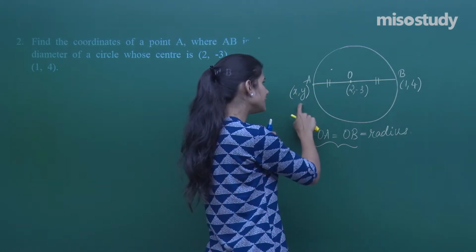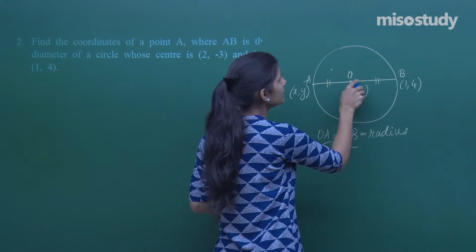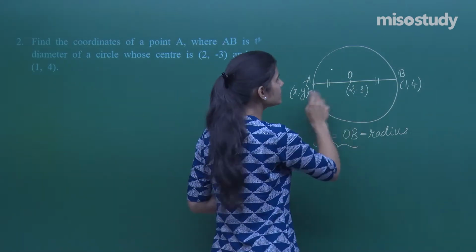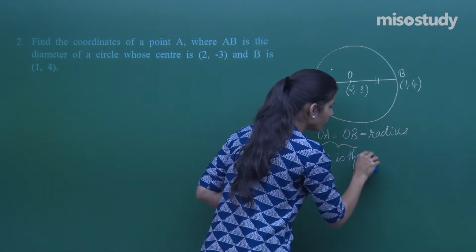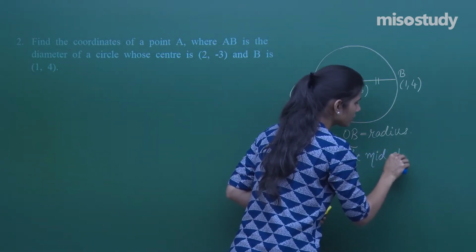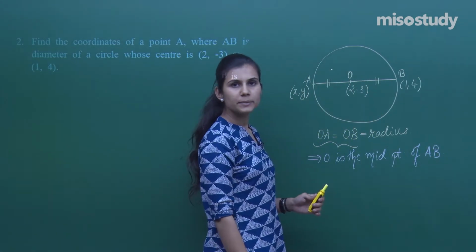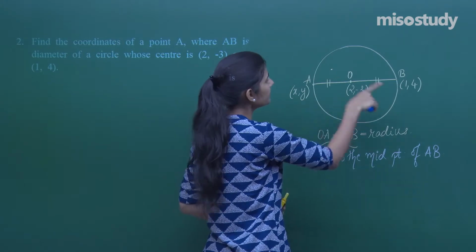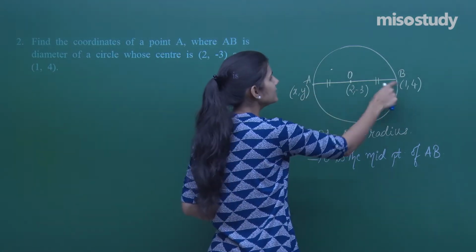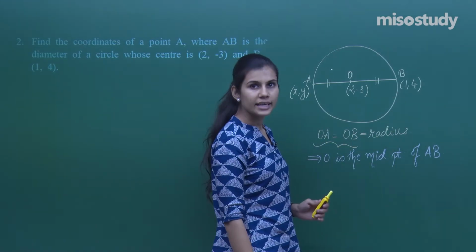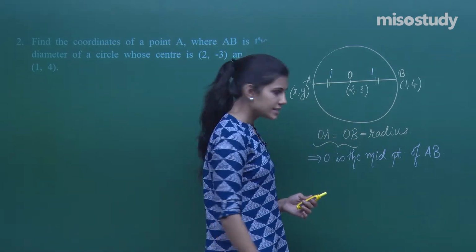Here you wish to find the coordinates of point A. If you carefully see, if I am saying OA is equal to OB, clearly I am telling you O is the midpoint of AB. AB is the diameter, so the center of the circle is the midpoint of the diameter. If O is the midpoint of AB, in which ratio will O divide the line segment joining A and B? It will divide it in the ratio 1:1, isn't it? Why?